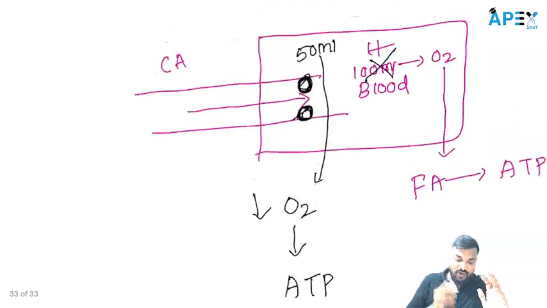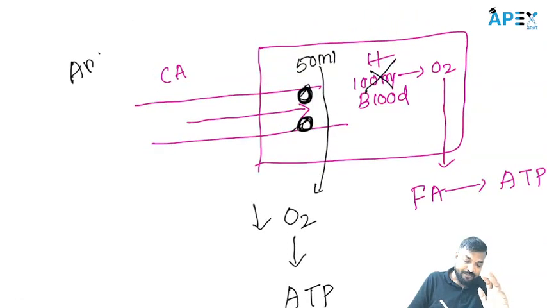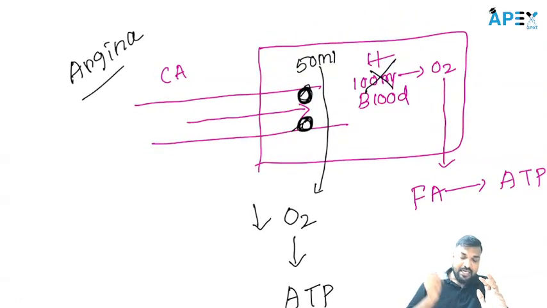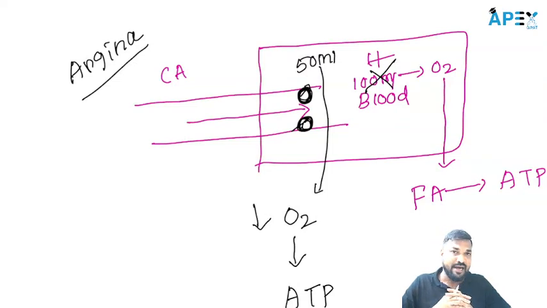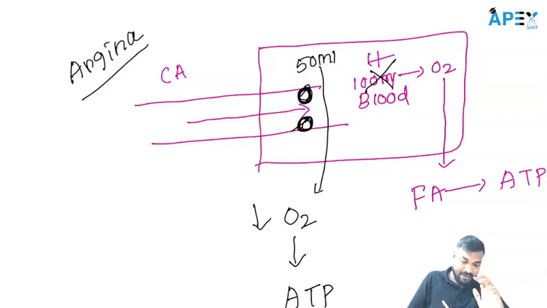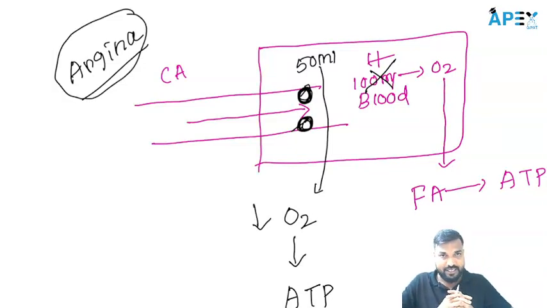So this condition we call angina. What do we call this condition? This condition we call angina pectoris. The person starts getting symptoms here. Due to less supply of blood to the heart, there is less supply of oxygen and less production of ATP, and the heart is not working properly, so we get the symptoms. This condition we call angina pectoris.